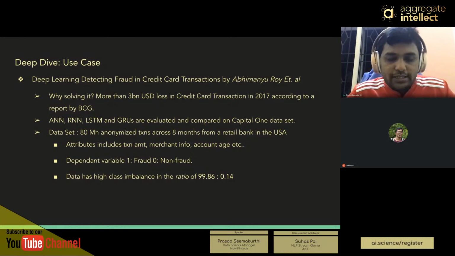Like most use cases in fraud, the data is highly skewed. In the current data set, the class imbalance ratio is 99.86 to 0.14. It's a highly skewed data set.